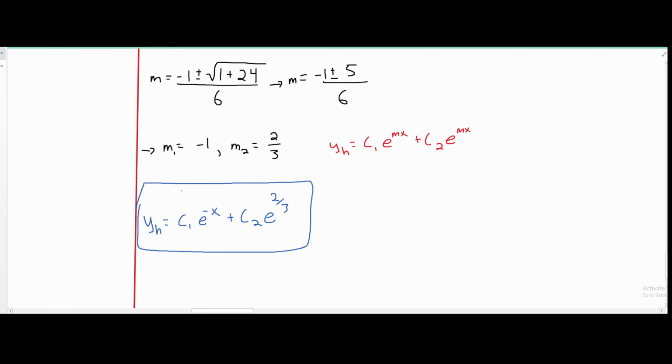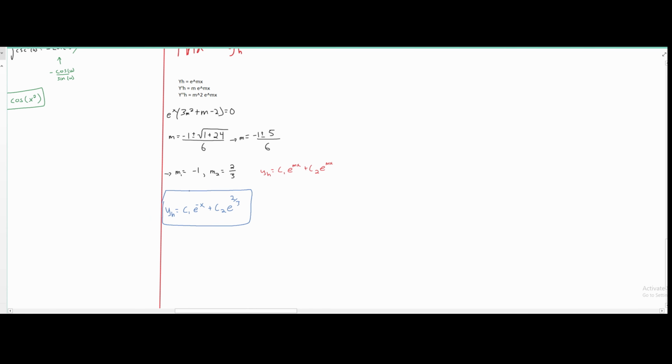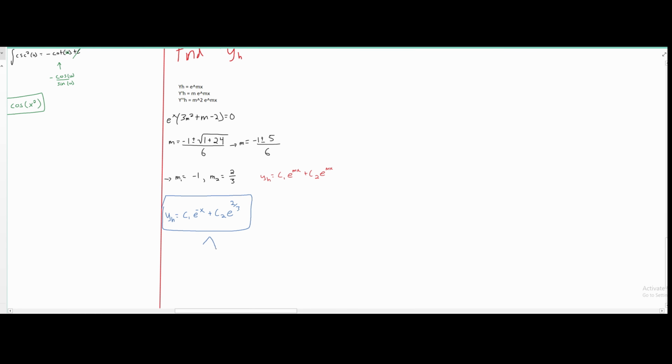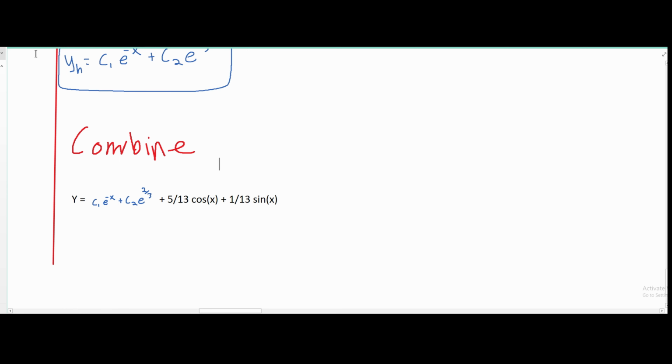So now for our total y equation, all we need to do is combine this and this. After we combine everything, we're going to get our y value to be this. And that is the answer.